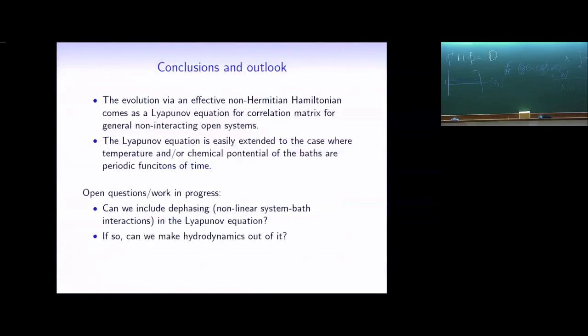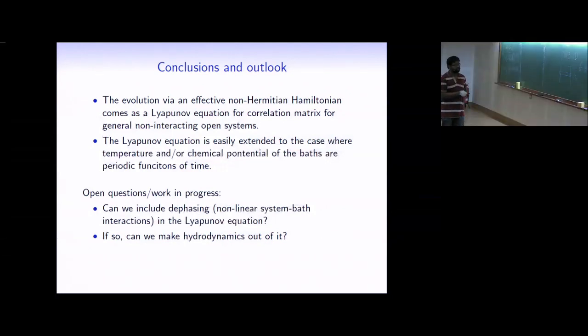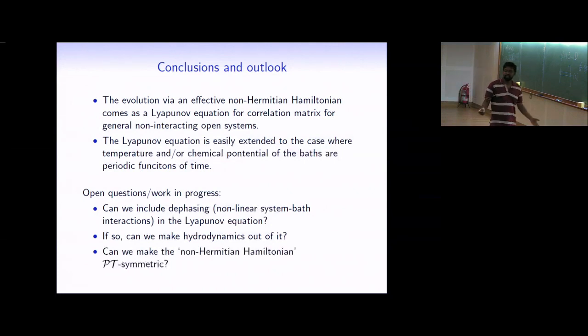Systems described by these kinds of equations are often, in classical physics, used to make hydrodynamics. So if we get this, can we make hydrodynamics out of it? And the last thing, which is the obvious question after this conference, is can we make this non-Hermitian Hamiltonian PT symmetric? So yeah, thanks for that.